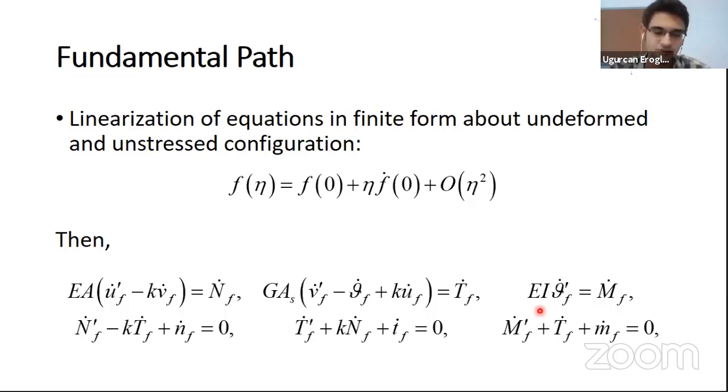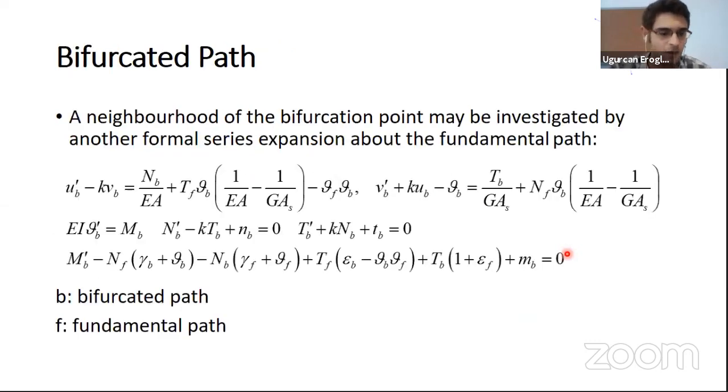We provide a linearization of those finite form equations about the reference configuration, which is free of any stress. This linearization by perturbation approach provides the very well-known linear differential equation system of curved rods, obviously. We will use it to determine the fundamental path. We then perform another linearization, but this time about a prestressed and deformed configuration, which is basically a generic point on the fundamental path.